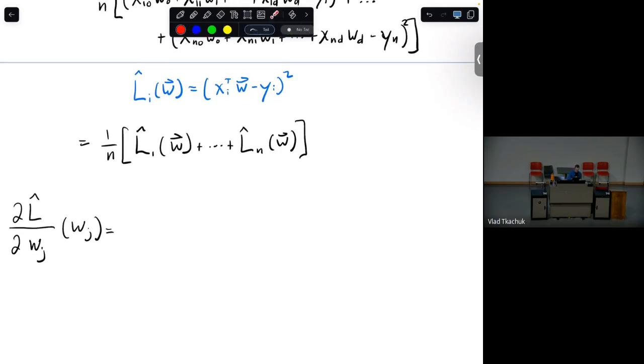Well, this is our expression of L hat. So it's going to look like this. If you remember, with derivatives, if I have a sum of things, the derivative of the sum is the sum of the derivatives.